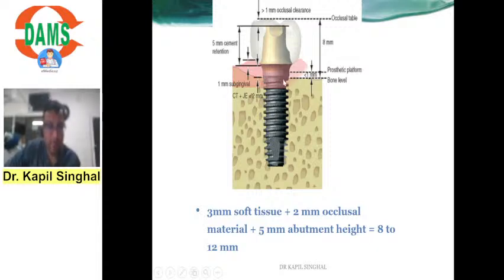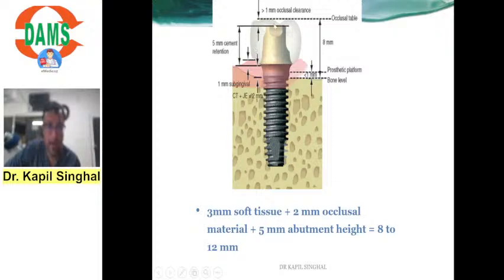Your implant obviously will be placed at the level of the bone crest. Above the bone there is a soft tissue, gingiva. This gingiva is around 2 to 3 millimeters, so let's take it 3 millimeters. Then over this there is the abutment. This abutment height should be at least 5 millimeters for the cement retention. So 3 mm of soft tissue plus 5 mm of abutment height.